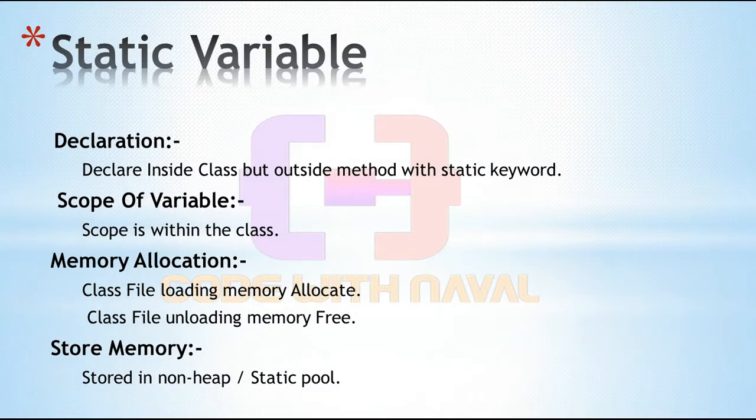Then finally we have a static variable, the third one. It is declared inside a class but outside a method, with the static keyword. What is the scope of a static variable? We can use a static variable anywhere inside a class. When the class file is loaded, memory is immediately allocated, and when the class file is unloaded, memory is immediately freed. It's stored inside a non-heap area, that means the static pool. Now we saw three different types of variable.